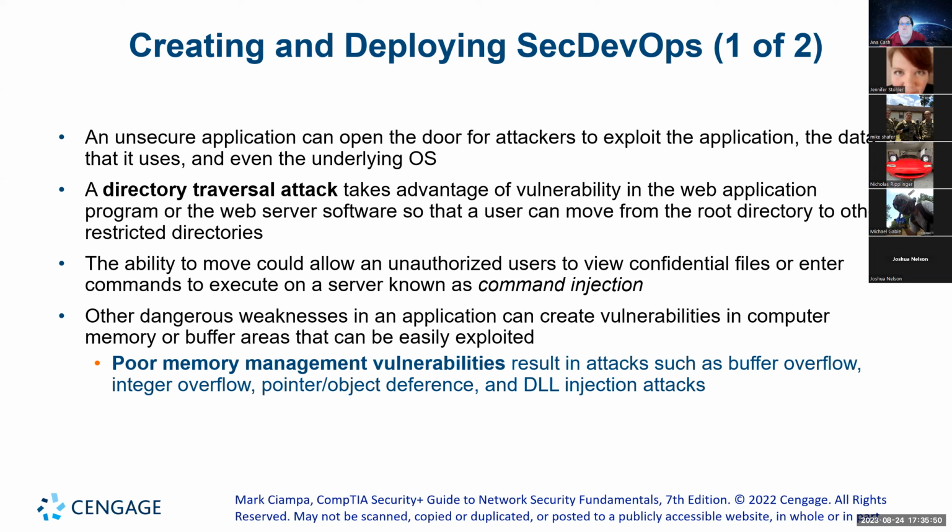Directory traversal attack takes advantage of vulnerability in web application, program, or web server software so that a user can move from the root directory to other restricted directories. The ability to move could allow an unauthorized user to view confidential files or enter commands to execute on a server, known as command injection. Other dangerous weaknesses in an application can create vulnerabilities in computer memory or buffer areas that can be easily exploited. Poor memory management vulnerabilities result in attacks such as buffer overflow, integer overflow, pointer object dereference, and DLL injection attacks.